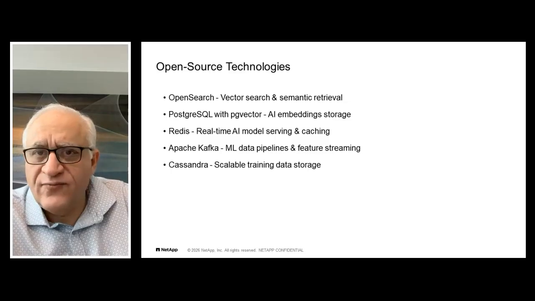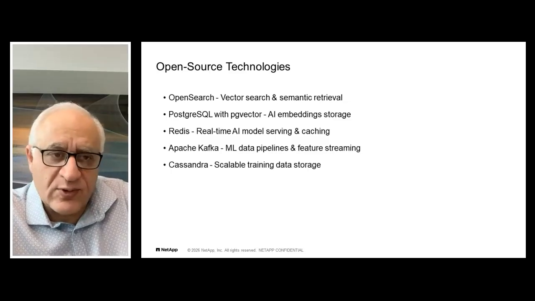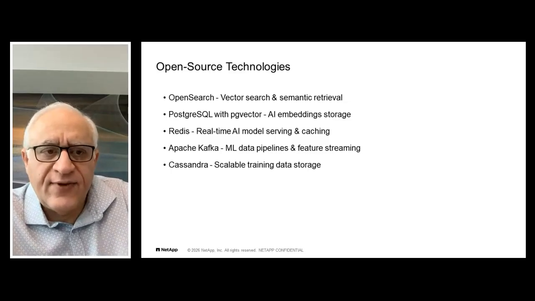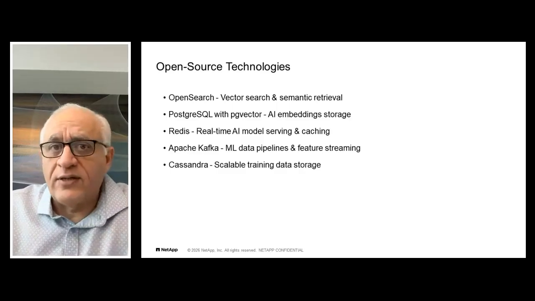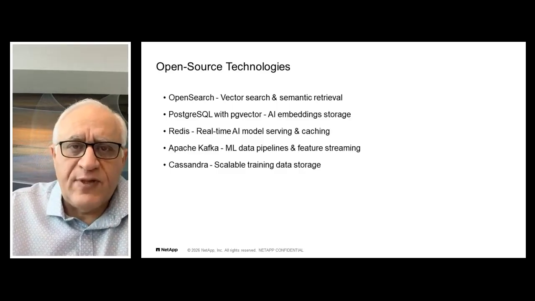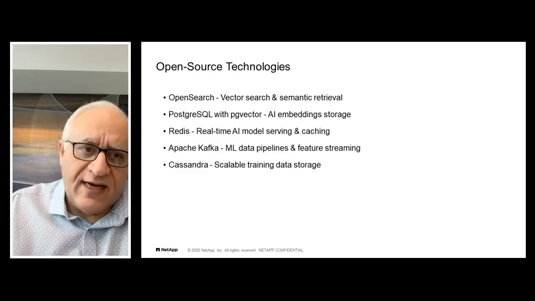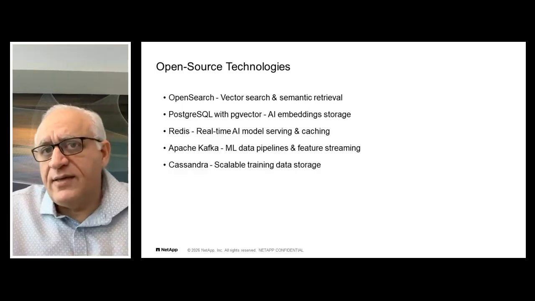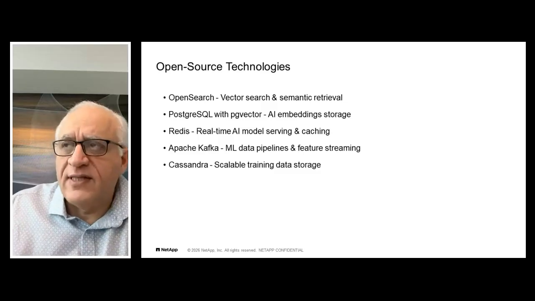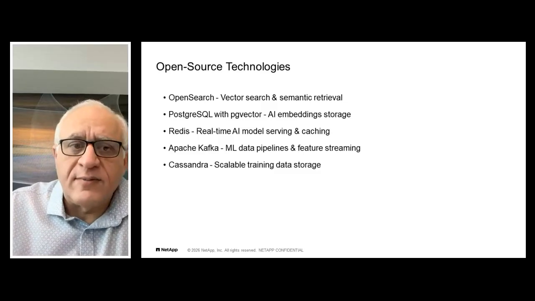Redis, also Valkey, which is the pure open source version of Redis. And it's not only data storage, but also data processing. For example, the likes of Apache Kafka manage the pipeline of your data coming in and being processed by the different components, and then going out to the LLMs.